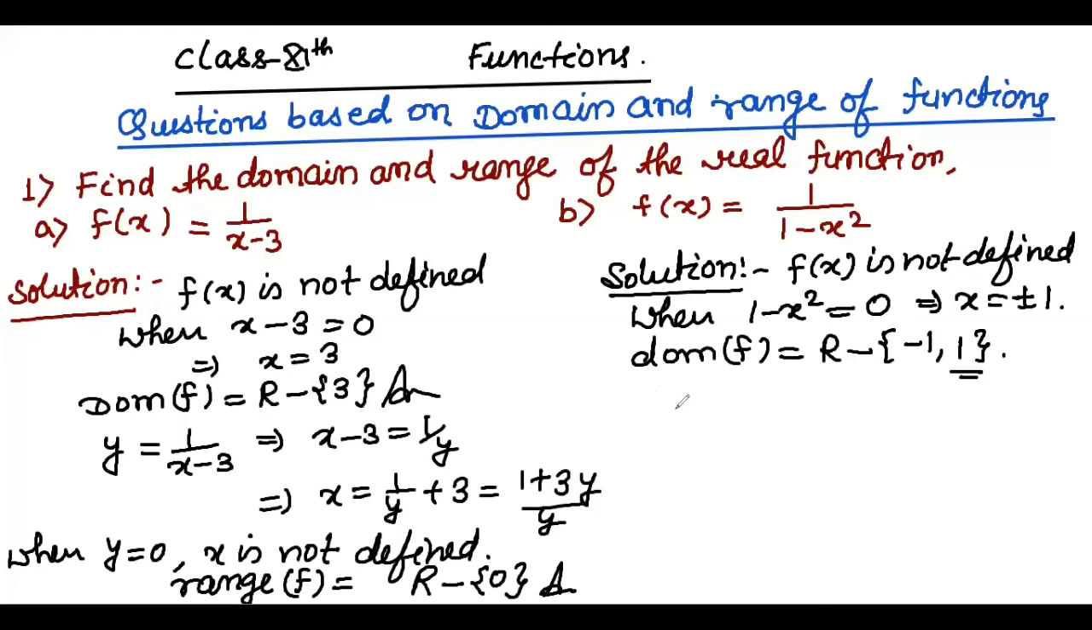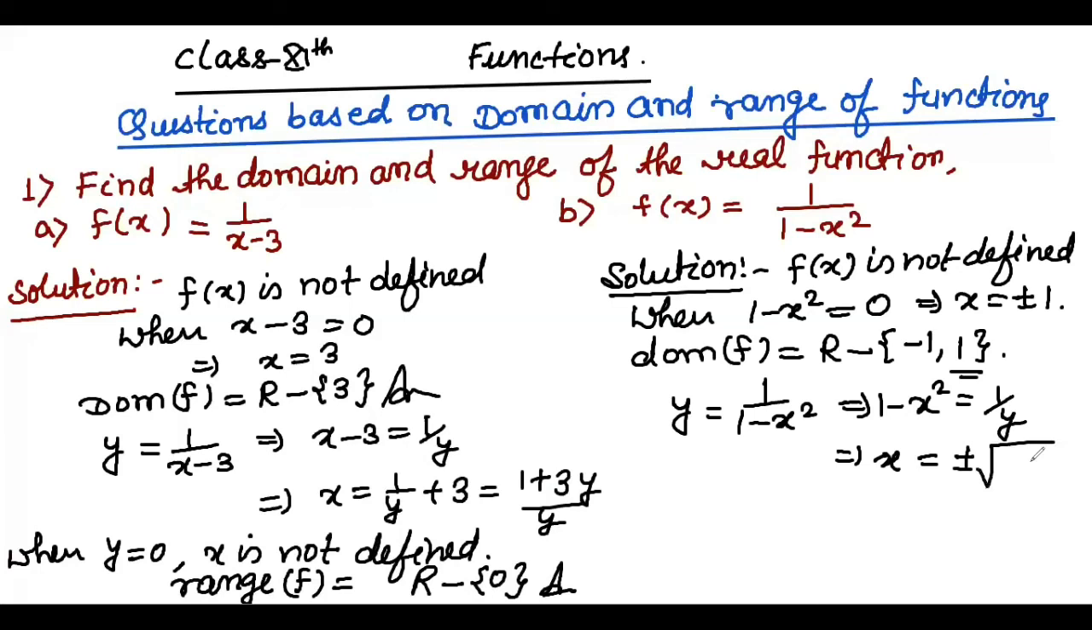And when we are finding the range, y is 1 by 1 minus x square. So we can write it as 1 minus x square equals 1 by y. So x in terms of y we have to find out. So we can write x equals plus minus root over 1 minus 1 by y. So it is clear that x is not defined when 1 minus 1 by y is less than 0, that is, when the value inside the square root is negative.